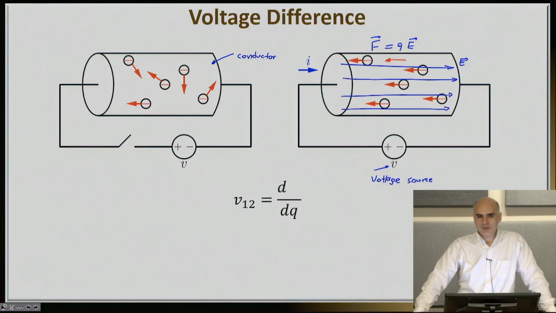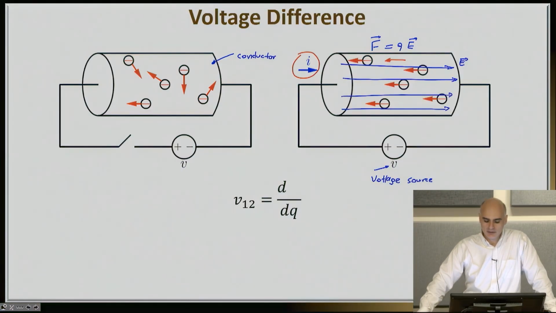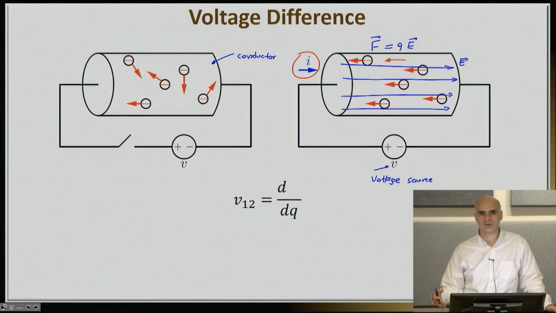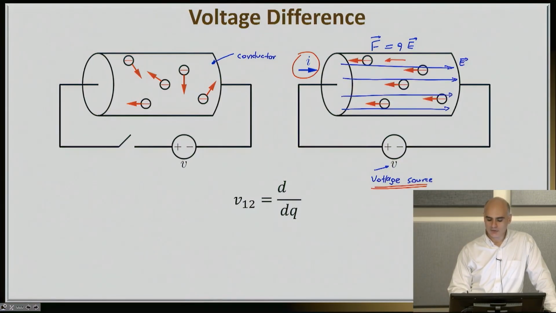And of course, that motion, as we have discussed before, will not be smooth. But on average, you will have a current flow to the right, which means that on average, you will have electron flow to the left. Now, of course, for that type of flow to occur, you need to spend some energy. And this energy is being spent by this voltage source, which is allowing, or rather forcing, those electrons to move.